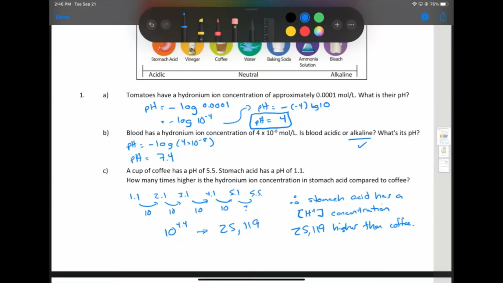Okay, so we're talking much, much stronger. And now I think you can see why on a pH scale, you want it to be logarithmic and not linear, because you don't want to have to deal with things that are thousands, millions, billions times bigger than other values.